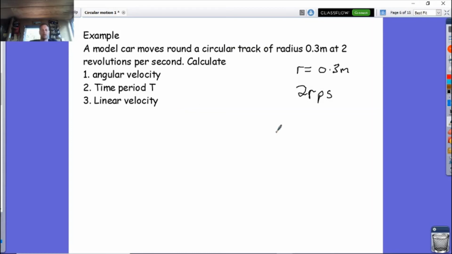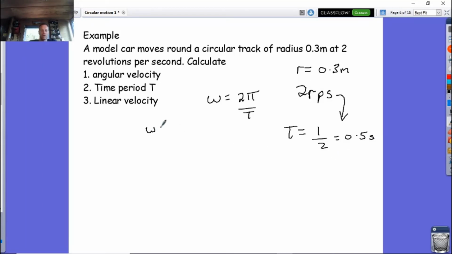Welcome back. Hopefully you stopped the video. First of all, I start basically jotting down my equations. I want the angular velocity, so omega equals 2 pi over t. Straight away, I need the time period to do that. But hang on, you can answer these in any order you want. If I know I've got 2 RPS, isn't the time period simply going to be 1 over 2, or 0.5 seconds? If it takes 2 revolutions per second, 1 revolution is going to be half a second, isn't it? Makes sense.